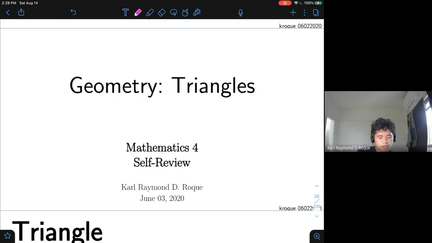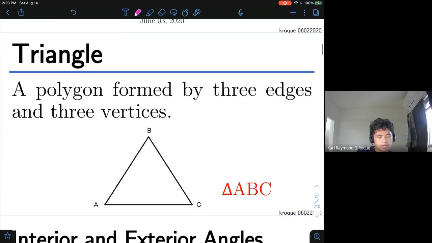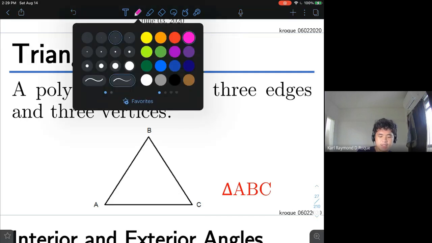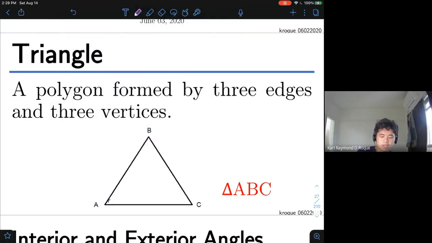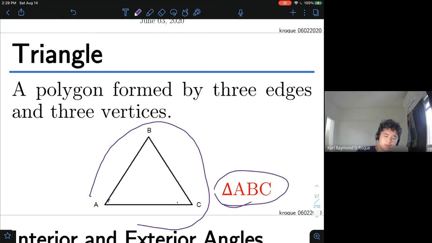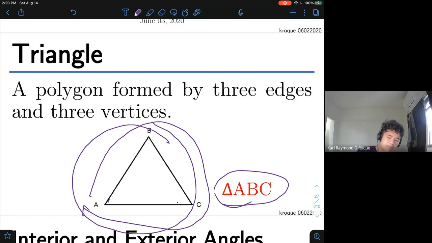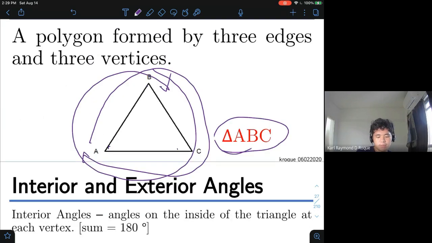Okay. Sige, let's go. Next is triangles. A triangle is a polygon formed by 3 edges and 3 vertices. How to name it? Ganyan. Pag ganun yung pag-name sa kanya, ABC, BAC, CBA, all are possible names. Bale, ilan ba yung posible? 6 possible choices, no? 6 possible naming ang pwede. Okay.